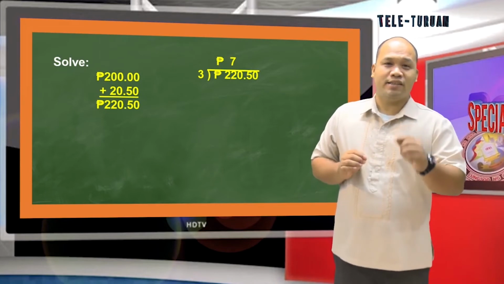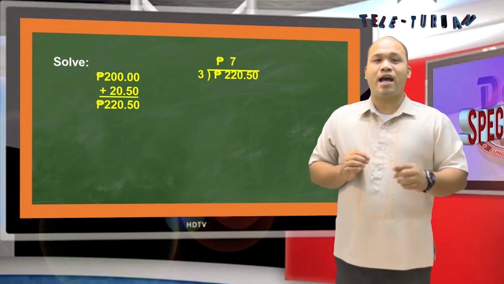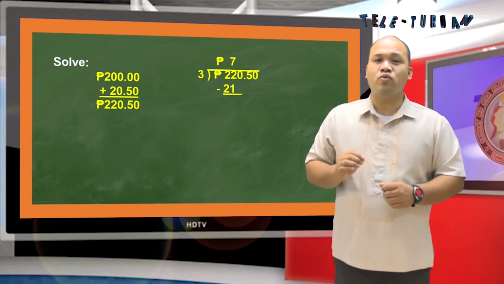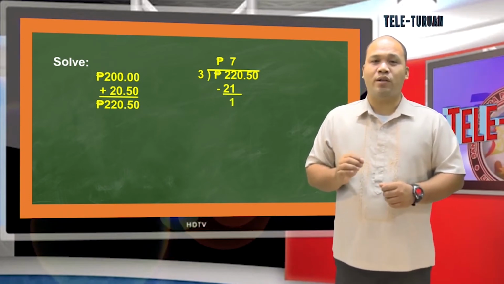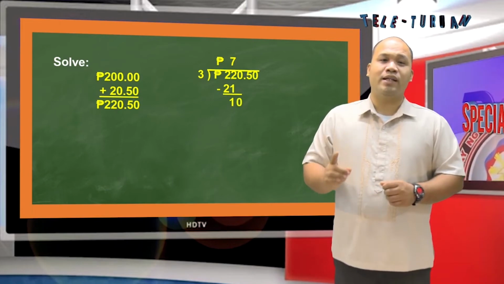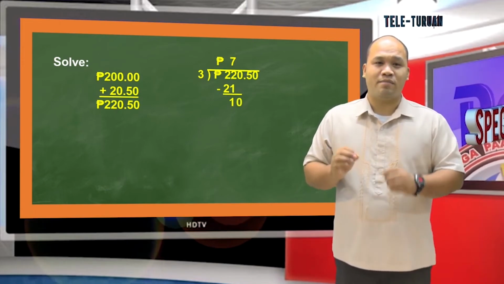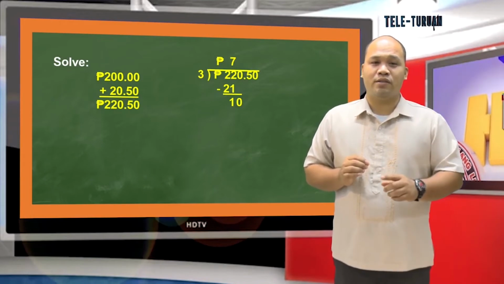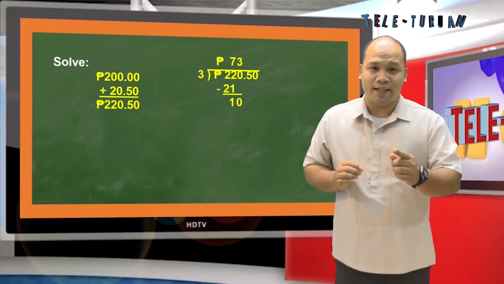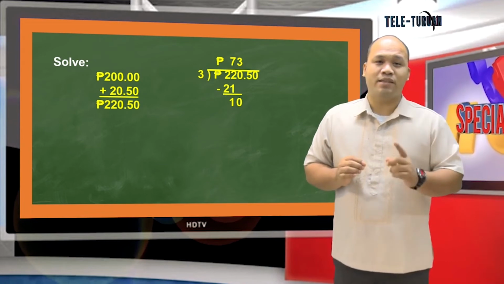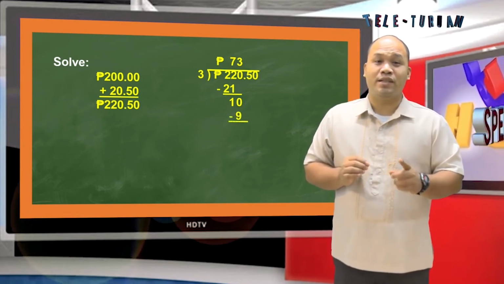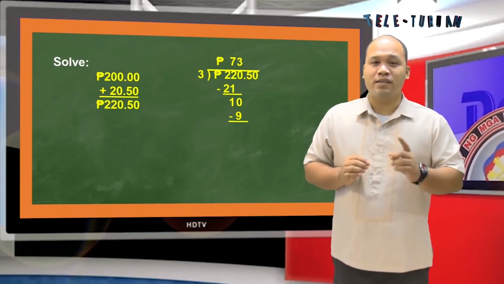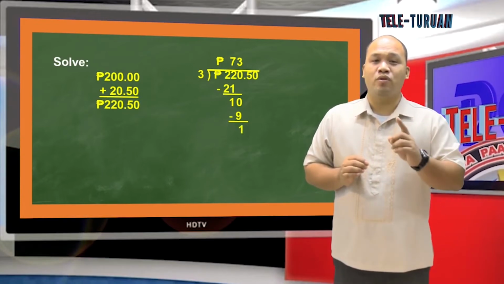Correct. The answer is 7. So 7 times 3 is equals to 21. Then 22 minus 21 is equal to 1. So we'll bring down 0. So it becomes 10. 10 divided by 3 is equals to 3. Then 3 times 3 is equals to 9. Then 10 minus 9 is equals to 1.